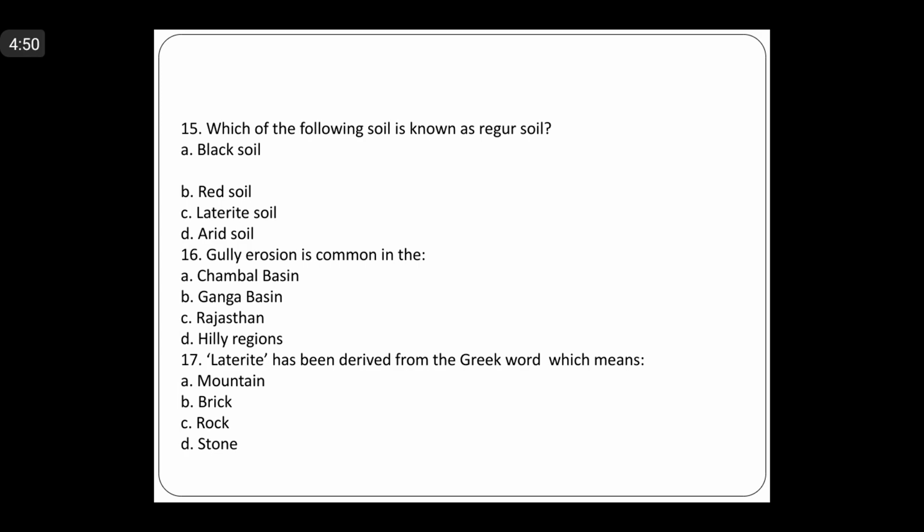Now gully erosion is common in Chambal Basin, Ganga Basin, Rajasthan and hilly areas. Yes, the answer would be your first, Chambal Basin.